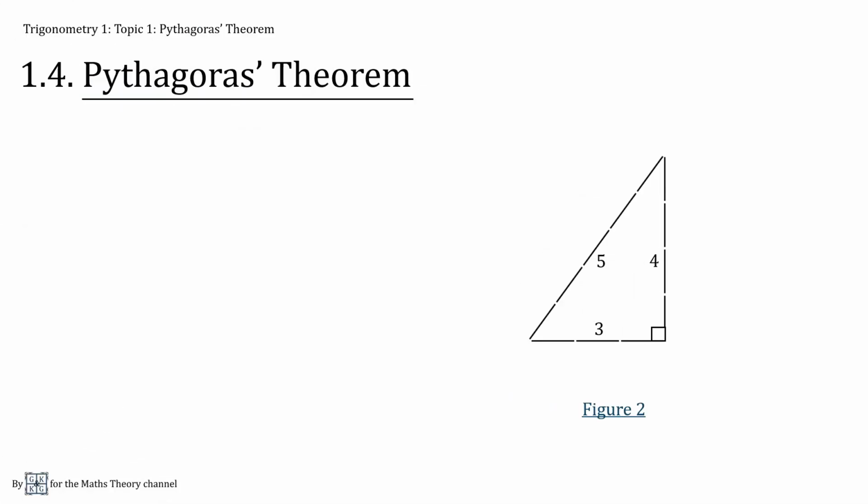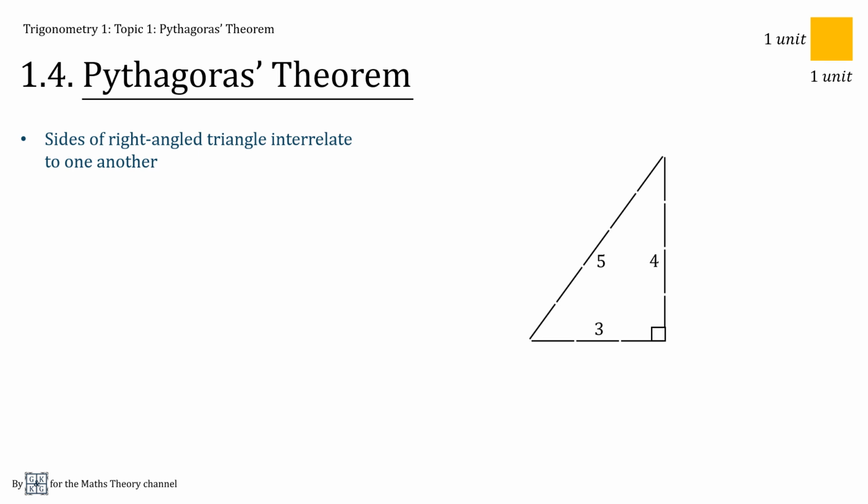There is something very special about right-angled triangles in that their sides interrelate to one another. If we were to take a unit square, meaning a square of 1 unit length sides, and stack a series of these at each side of a right-angled triangle, a unique pattern will begin to emerge. Let's begin with the side of 3 units.